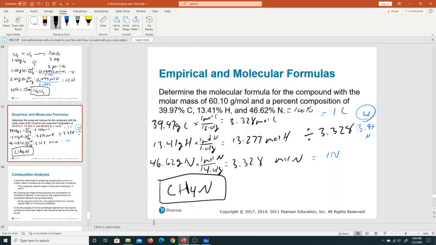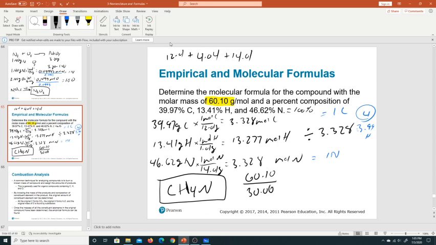Let's do this here. So the molecular weight is 60.10. That's what was given up here. We can divide this by the empirical weight. So I have 1 C, 4 H's, and 1 N. So 12.01, plus 4 H's, 1.01 times 4 is 4.04, plus 14.01, that's the atomic weight for N. Add that up: 12.01 plus 4.04 plus 14.01 equals 30.06.